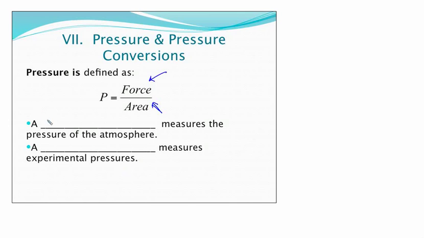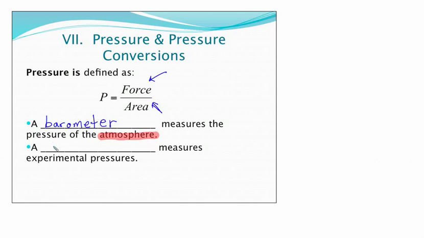And we have two types of tools that measure pressure. A barometer measures the pressure of the atmosphere. We have a barometer in the back of the room by that back door. And when you hear the weather guys talk about, or gals talk about barometric pressure, that's what they're talking about, because we're measuring the pressure in the atmosphere and we use a barometer for that.